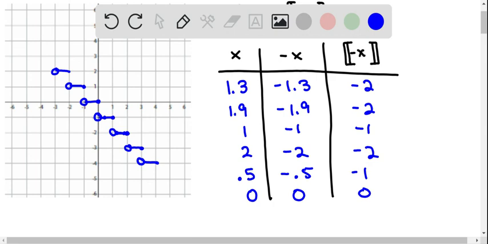Okay, we also want to give the domain and range. So for the domain, you can put any real number in there. Any real number, you can take the opposite, you can find its greatest integer value. So the domain is negative infinity to infinity.